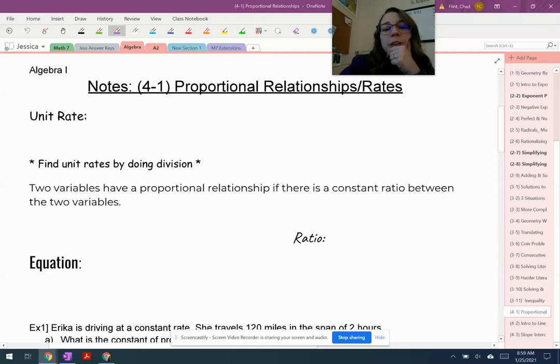Good morning, algebra kiddos. This is lesson 4-1, proportional relationships and rates. This is an important unit. It has all to do with linear relationships, graphing lines, stuff like that.